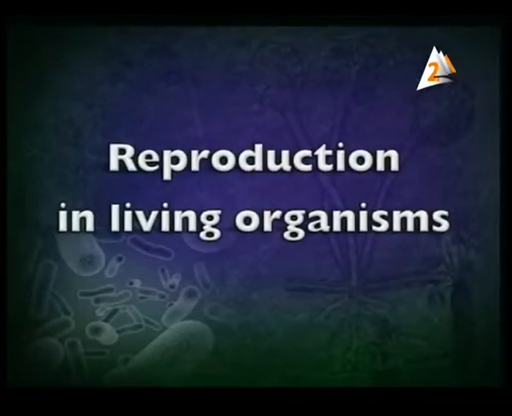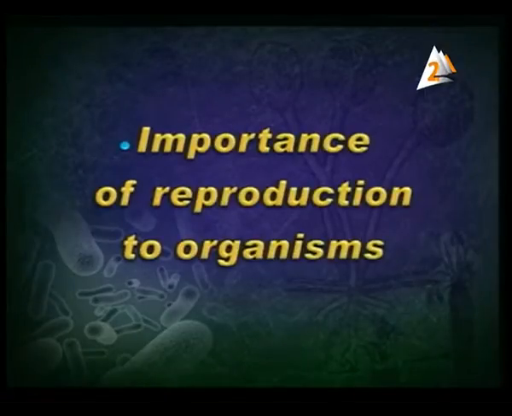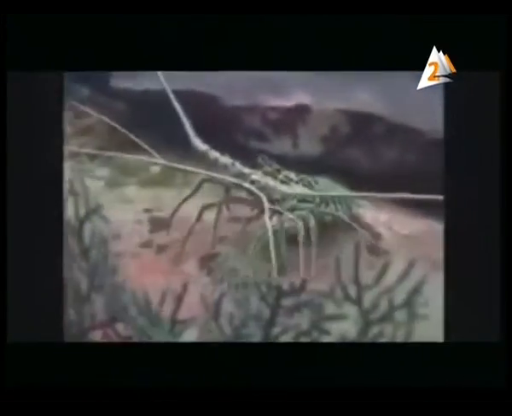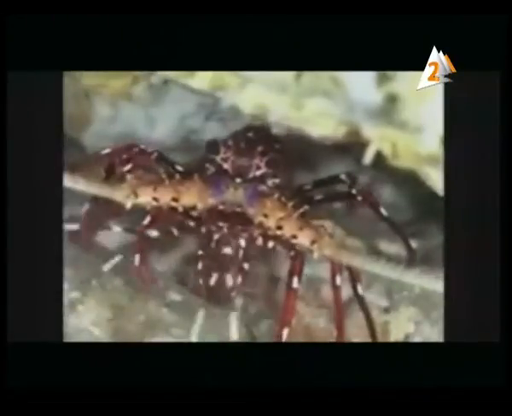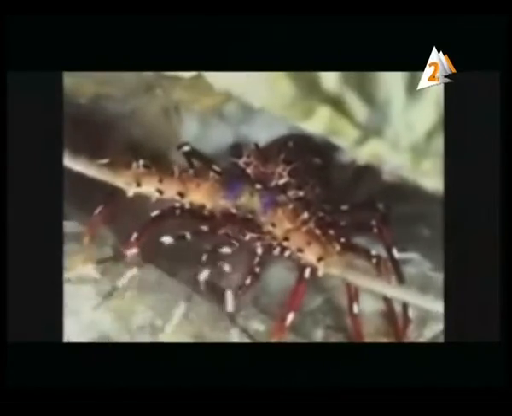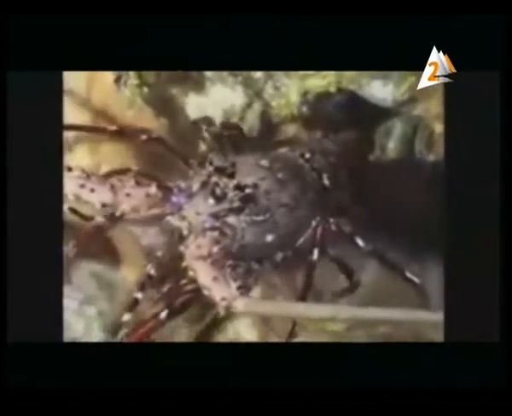Reproduction in living organisms. Importance of reproduction to organisms. Of course, to secure their existence as individuals, they save the necessary energy for growth up to a certain stage. Then they begin acting for maintenance of species through reproduction, to which most of their energy and behavior become directed. So, as we said, the importance of reproduction is to secure existence.